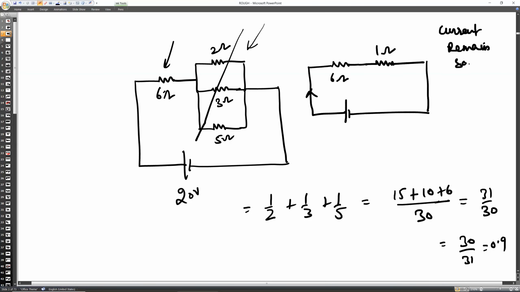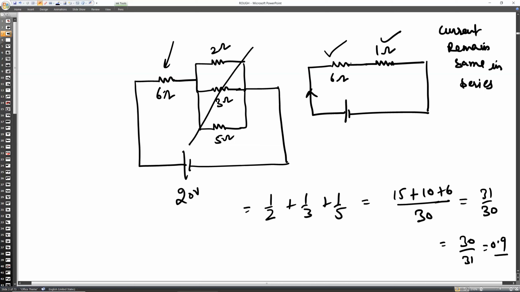The current remains the same in series. So whatever the value of the current is, it will remain the same in this one and in this one. And I'm again telling you, don't think that these are three resistors. Just assume that this is a single resistor and calculate its equivalent resistance, whatever these three resistors of 2 ohm, 5 ohm, and 3 ohm are. So they will have 0.9. I'm just writing it as 1 ohm approximately.